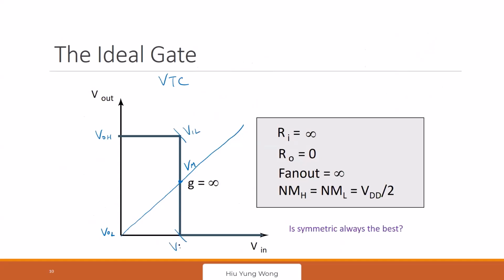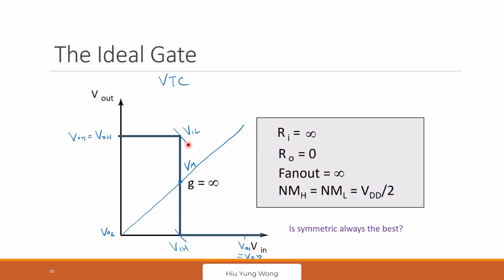This is VIH. You see they are the same, and both of them equal VOH over 2, right? So this is the ideal one. Is that okay for this one? Probably not too difficult, right? And the gain is infinity.